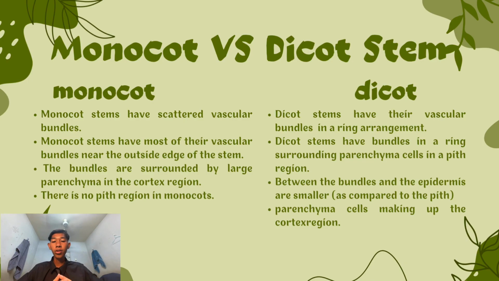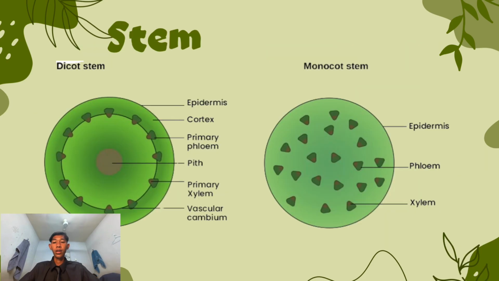In monocot, the bundles are surrounded by large parenchyma in the cortex region. For dicot, the cortex between the bundle and the epidermis is smaller compared to the pith, and there is no pith region in monocot. Parenchyma cells make up the cortex region. These are the diagrams for the dicot stem and monocot stem.